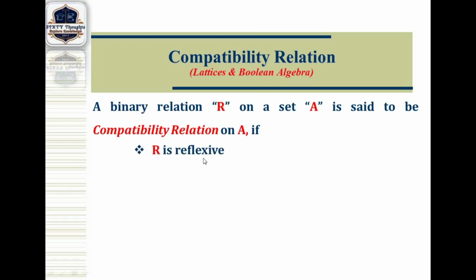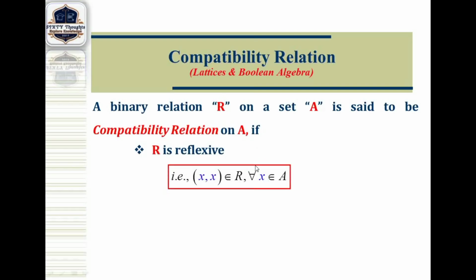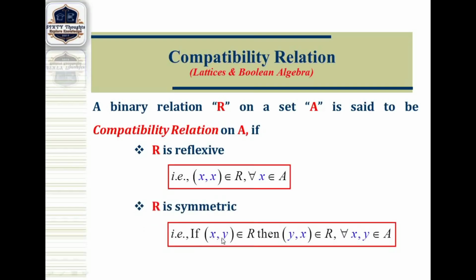One is R is reflexive. So what is reflexive? That is, (x, x) belongs to R for all x belonging to the given set A. Second one is R is symmetric. So what is the symmetric condition? If (x, y) belongs to R, then (y, x) also belongs to R for all x, y belonging to A. So once it satisfies these two conditions, the given relation is called a compatibility relation. Otherwise it is not a compatibility relation.